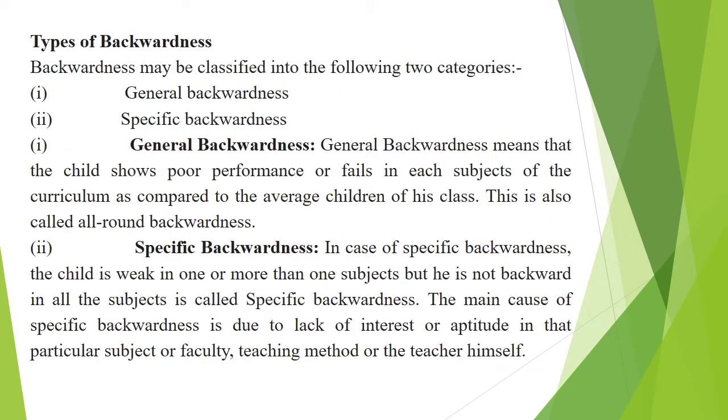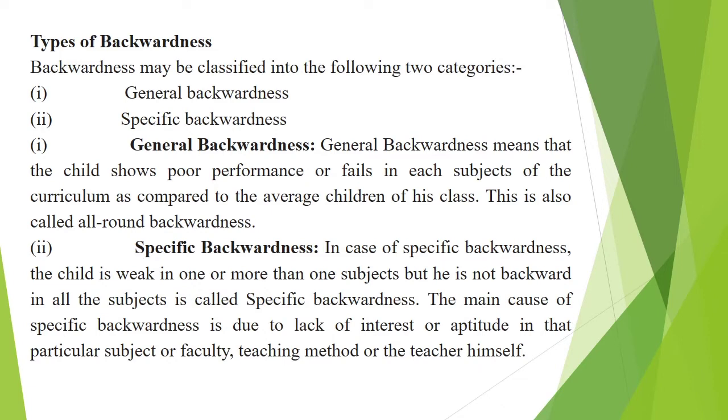Types of backwardness. Backwardness may be classified into the following two categories. First, general backwardness. Second, specific backwardness. First, general backwardness. General backwardness means that the child shows poor performance or fails in each subject of the curriculum as compared to the average children of his class. This is also called all-round backwardness.